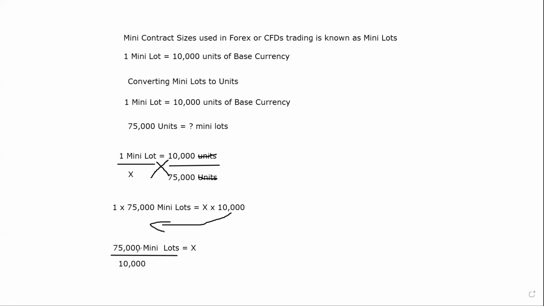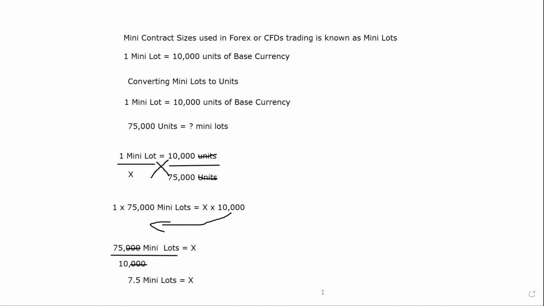Or we will figure out the value of this problem, right? So the zeros from the 75,000 will cancel with this one, and 75 divided by 10, the answer is 7.5. All right, so that's it. Okay, this is how we're going to convert mini lots into units and units into mini lots.